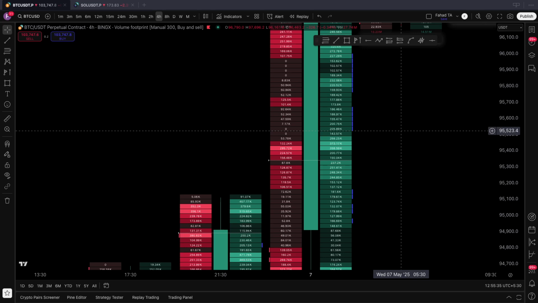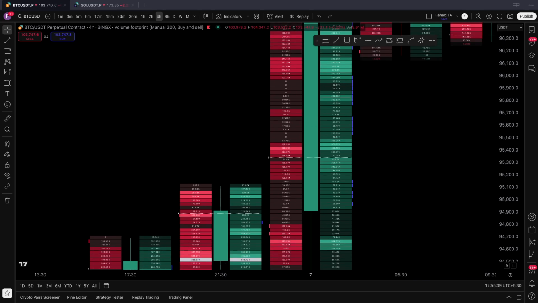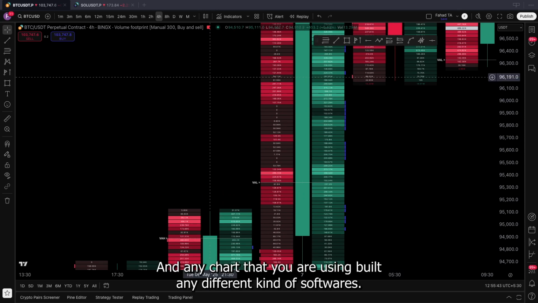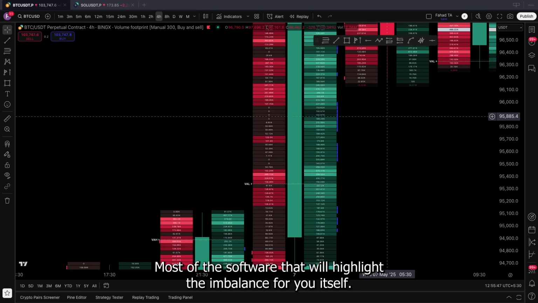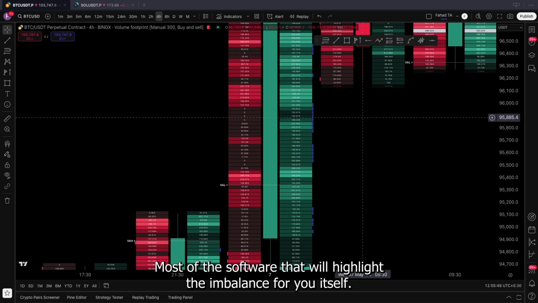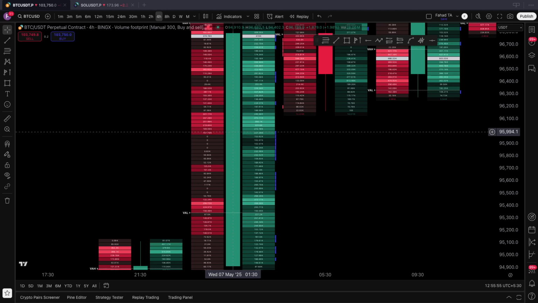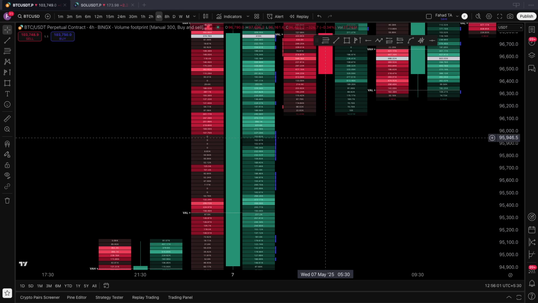Now, how do you identify where there is an imbalance and where there is not? That is not something you'll have to do manually. TradingView just does it for you. In any chart that you are using, be it different kinds of software, most of the software will highlight the imbalance for you itself. So TradingView does it for us. You see these blue markers on your chart. It's not in front of every number. These blue markers are what you call imbalance.